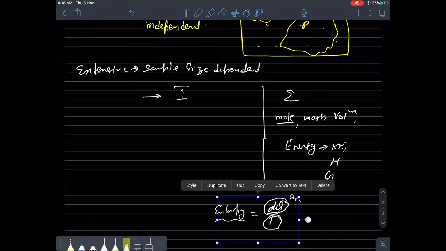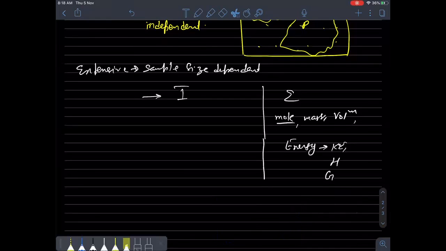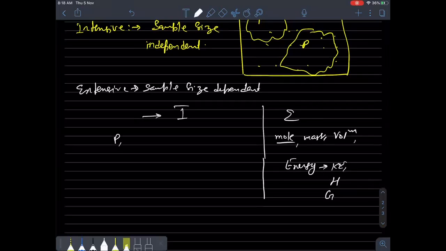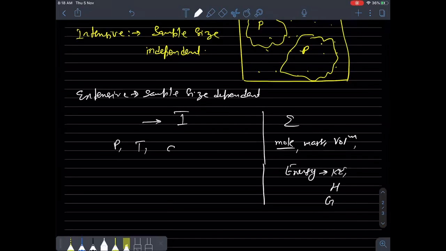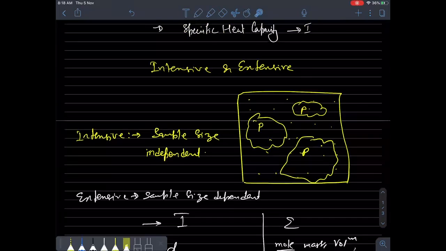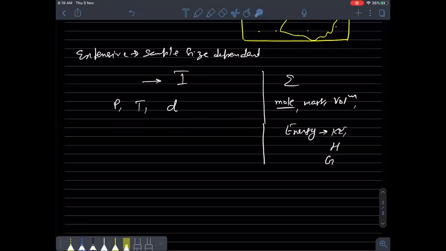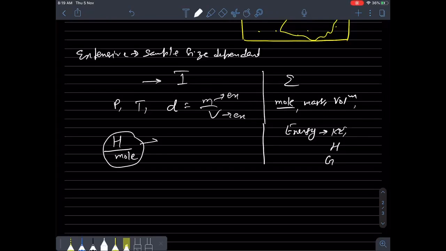Now, ये pressure will come, density will come also. With the density at this point, this point, this point, every time it will be same. Anyway, if you write density as mass by volume, then the ratio of two extensive variables becomes intensive. So like that, if I'm saying enthalpy, it is extensive. Enthalpy per mole, it became intensive.